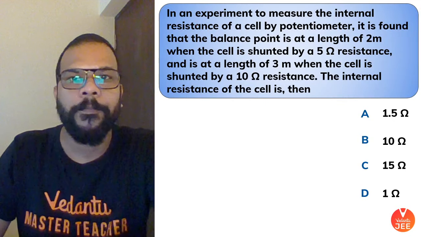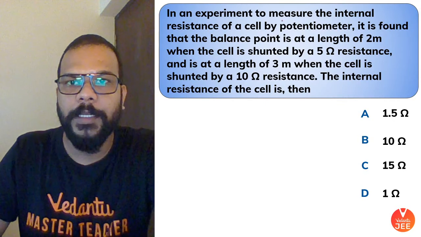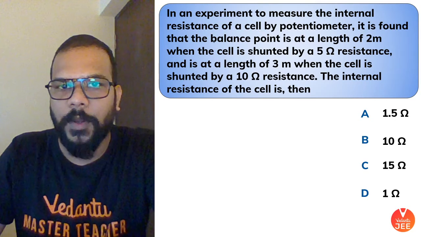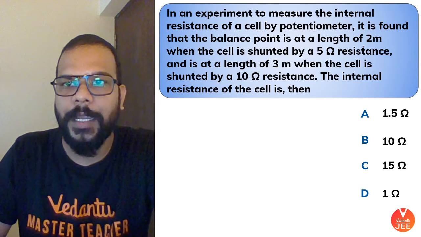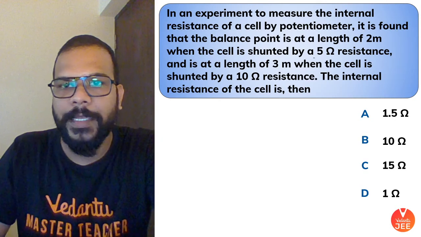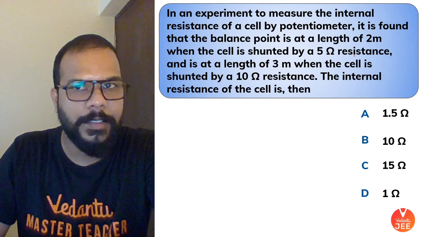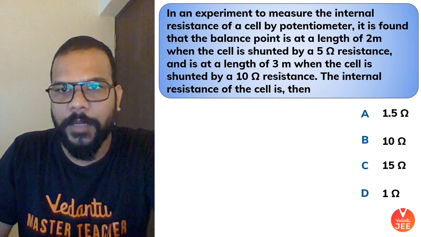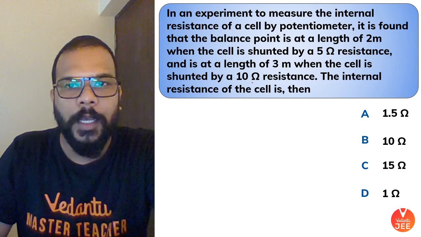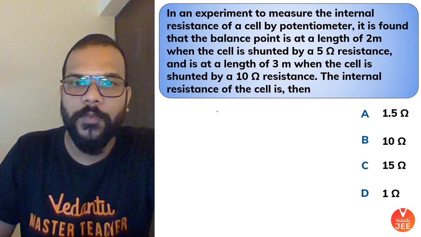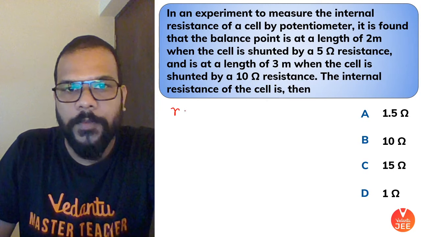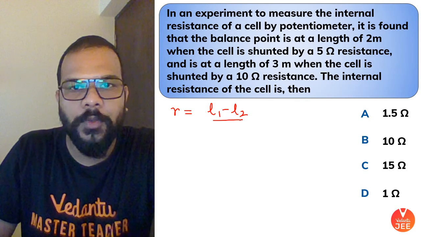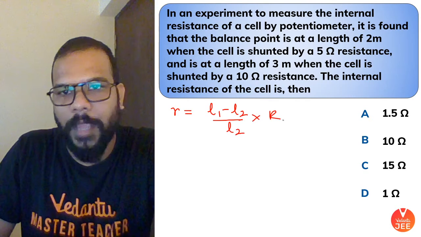Okay, now this says that in an experiment to measure the internal resistance of a cell by potentiometer, it is found that the balancing point is at a length of 2 meter when the cell is shunted with 5 ohm resistance. Okay, and it is coming out to be 3 meters when the cell is shunted with 10 ohms resistance. So we have to find out the internal resistance only. We know that r is going to be L1 minus L2 upon L2 into capital R.